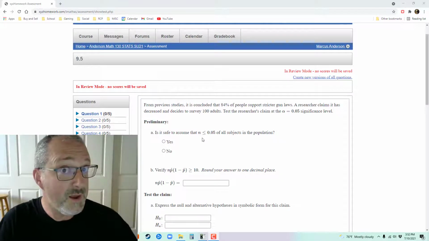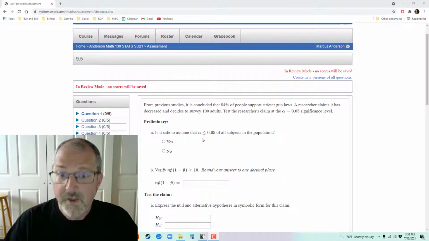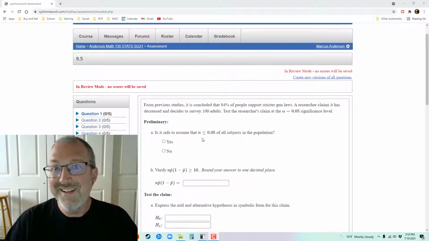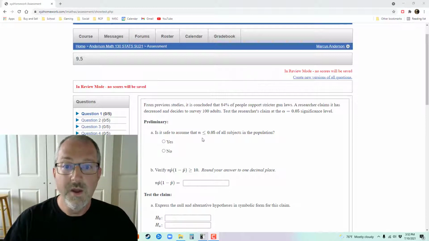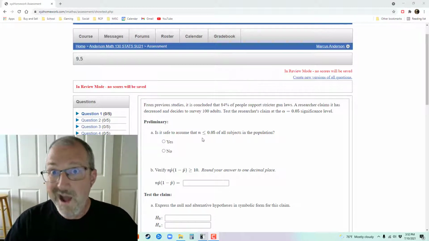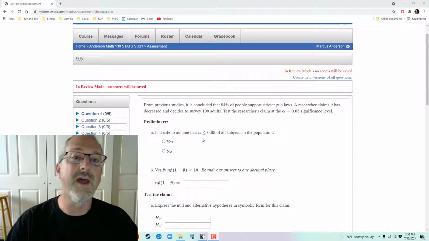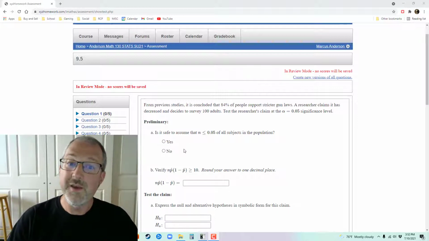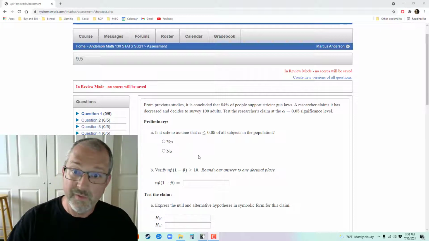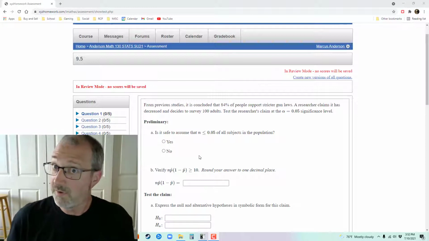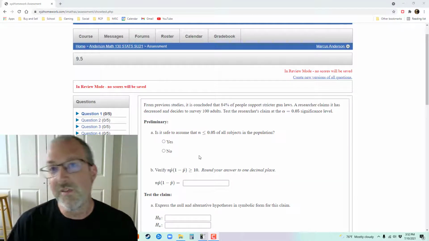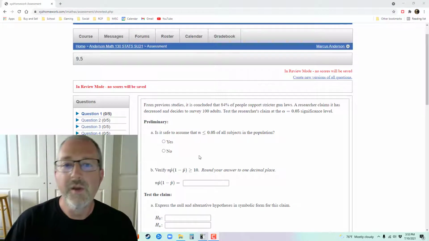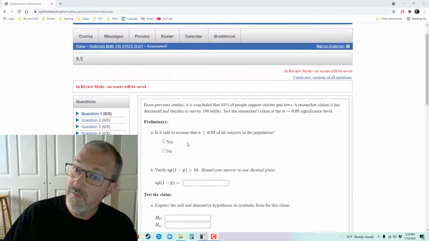And it's the same every time. The answer is yes, that your N is less than 5% of all your subjects of the population, because once you hit a threshold bigger than that, then we have to do some more rigorous work. And well, we're not going to be doing that. So you're going to click yes, because if no were the correct answer, then we might be doing some different testing, or at least testing that I wouldn't be covering in this class. So your answer is yes for all of these questions.